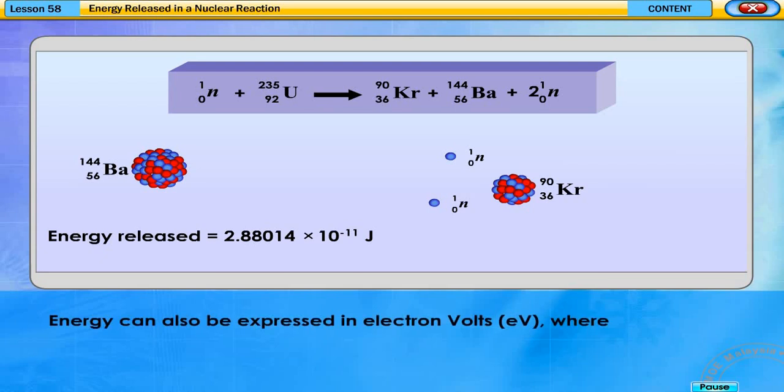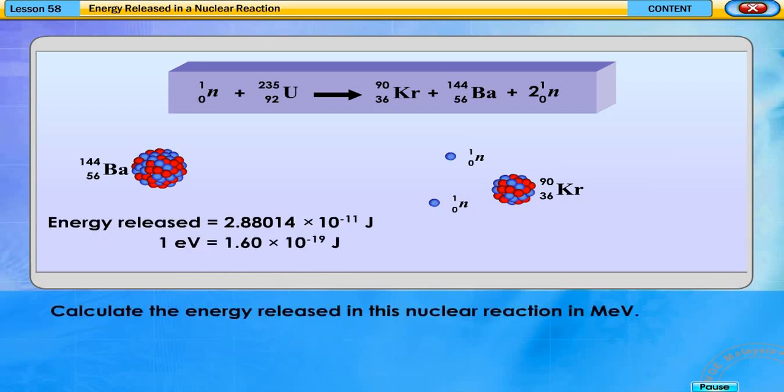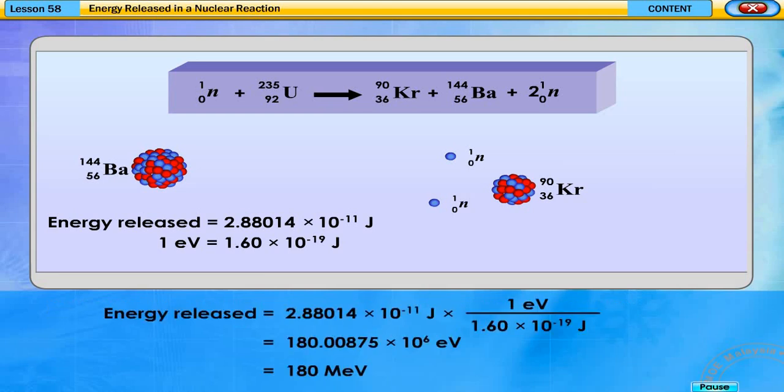Energy can also be expressed in electron volts, where 1 electron volt is equal to 1.60 times 10 to the power of negative 19 joules. Calculate the energy released in this nuclear reaction in mega electron volts. Thus, the energy released is 180 mega electron volts.